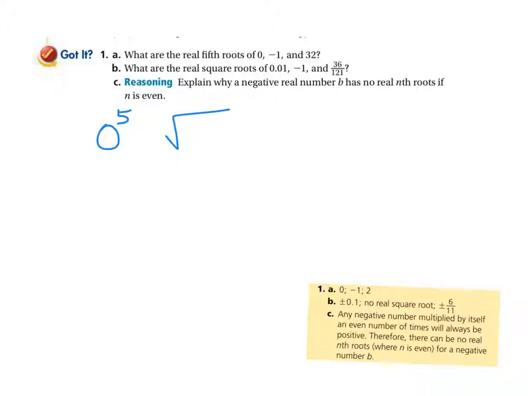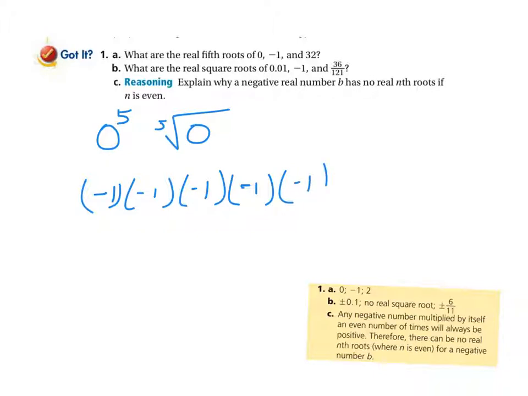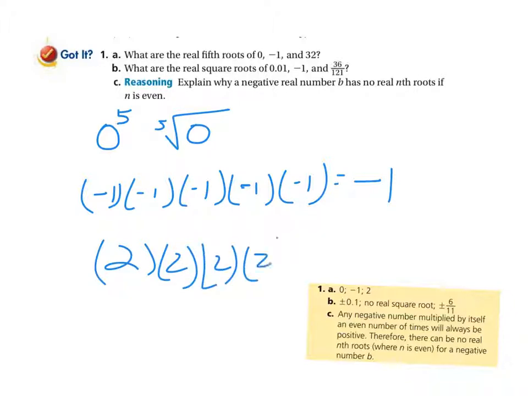So again, we can write the fifth root. That one worked out pretty easily. Negative 1, same kind of story here. We know that negative 1 times negative 1 times negative 1 times negative 1 times negative 1, that's 5 times, is still negative 1. So it's its own fifth root. 32, we have 2 times 2 times 2 times 2 times 2 gives us 32.